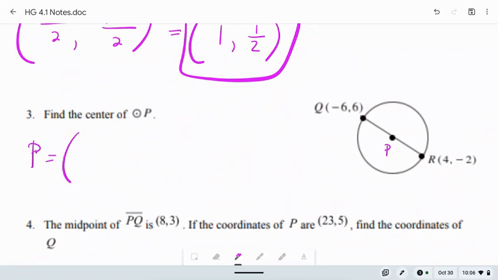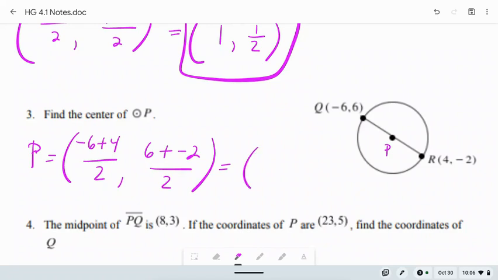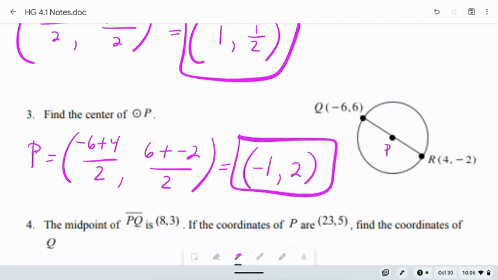So again, I'm going to add those x coordinates together. So -6 plus 4 divided by 2. Then add the y coordinates together, 6 plus -2, and divide that by 2. So when I simplify, -6 plus 4 is -2 divided by 2 would give me -1. 6 plus -2 is 4, and then 4 divided by 2 is 2. So the coordinates of point P would be at -1, 2.